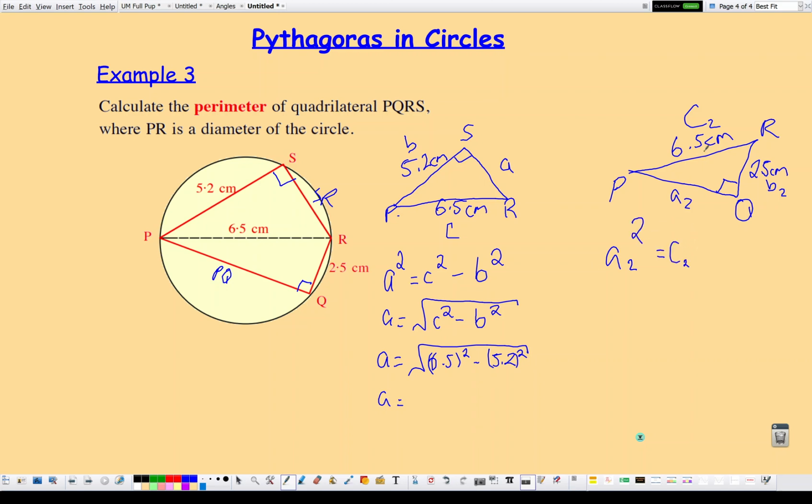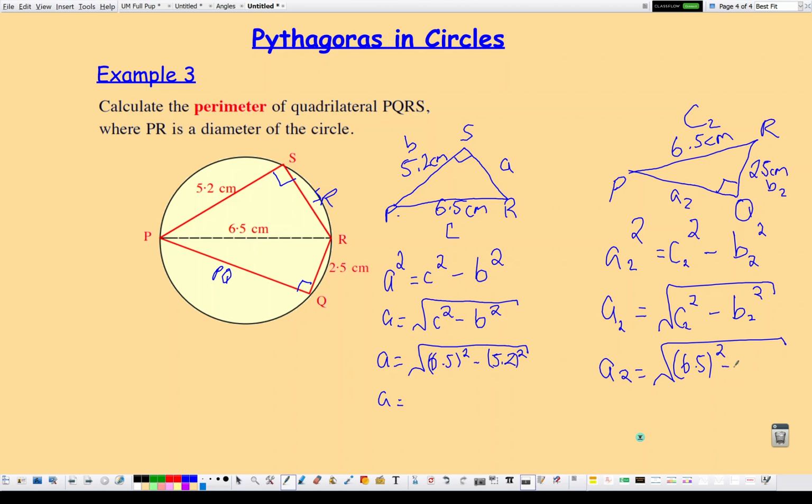I'm just calling these the second set of A, B and C. That's all I'm doing with this subscript 2 here, so don't get confused, please. It's just the second set of letters really. So the second A is the square root of C2 squared minus B2 squared. So A2 is going to be the second value of A, so it's going to be the square root of 6.5 squared take away 2.5 squared.